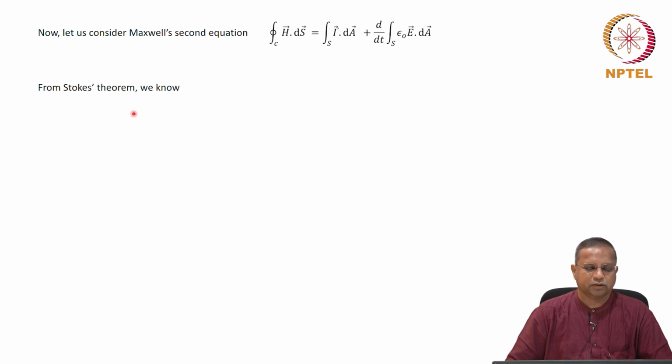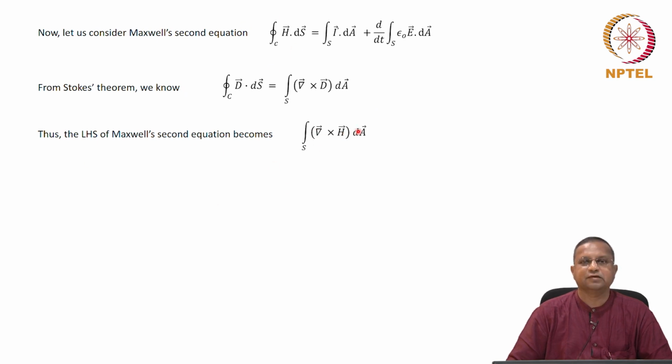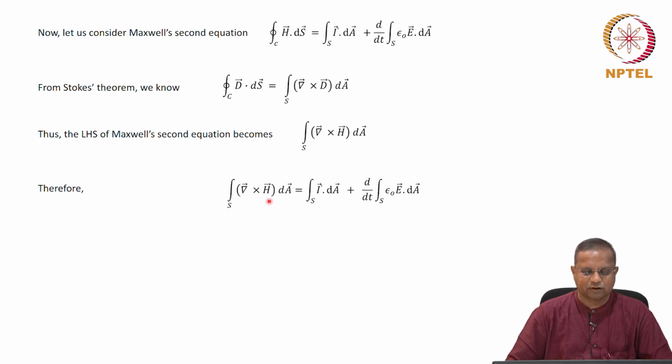Now, we know from Stokes' theorem that the contour integral can be converted to the corresponding surface integral using this. So H dot ds is del cross H dot dA. So the left hand side becomes the surface integral of del cross H dA, and now we have surface integrals on this side and surface integrals on this side. Therefore you have this relationship: the surface integral of del cross H dA equals the surface integral of I dash dot dA plus d/dt of the surface integral of epsilon naught E dot dA.